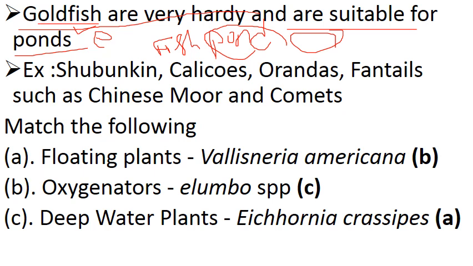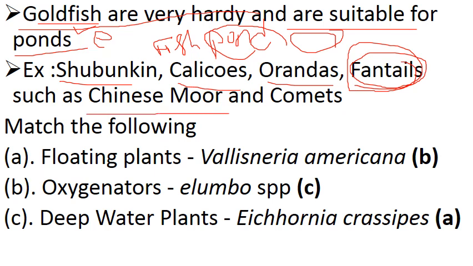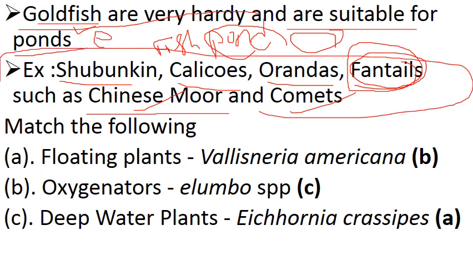Some examples you can take: Shubunkin, Calico, Oranda, fantails. Fantail is the maximum practiced in India, you should remember. And some Chinese moor, that fantail's one variety is Chinese moor, comets. Okay, these are very popular in India. You can get fantails everywhere. We can put them generally. Then finally the MCQ section, you should match the following.